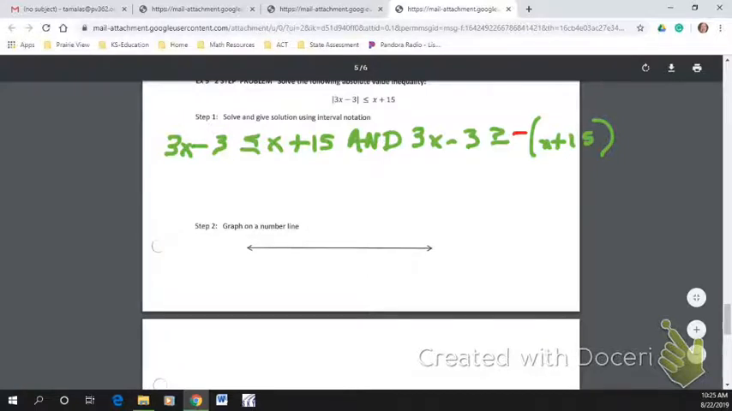Add a 3 and subtract an x, right? I can take an x off of both sides and add a 3. So if I take an x off, I get a 2x. If I add a 3, I get a what? 18? And so then x ends up being less than or equal to 9.